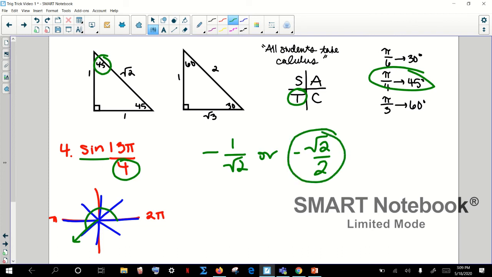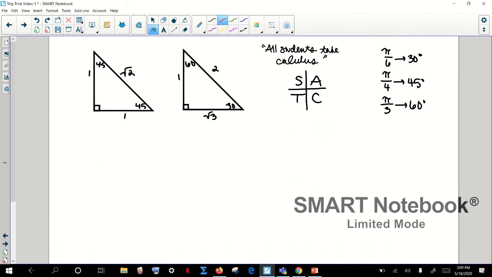Alright, let's keep going. Let's do 2 more examples. In this example, let's do tangent. We haven't done that one yet. Tangent of 7 pi over 4.